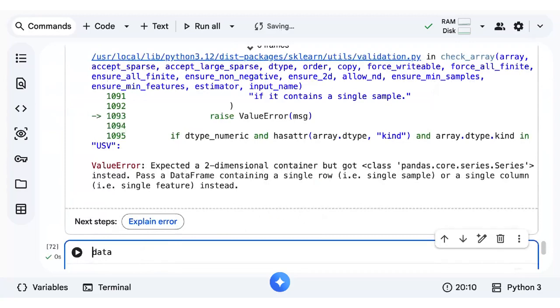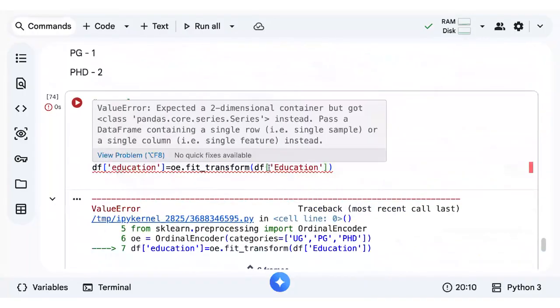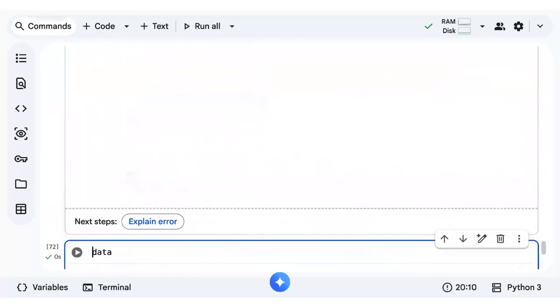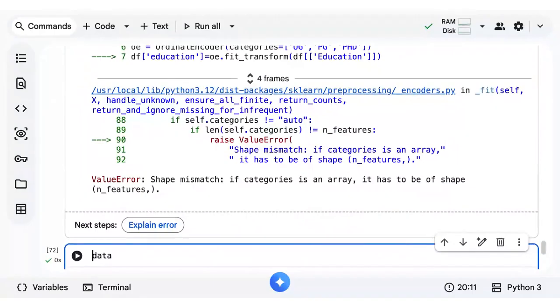Expected two-dimensional, but got... okay. You use a double bracket. A single bracket means it will be in a series format, but here you have to pass in a data frame format. Still, what's wrong? If categories is an array, it has to be of shape (n_features).